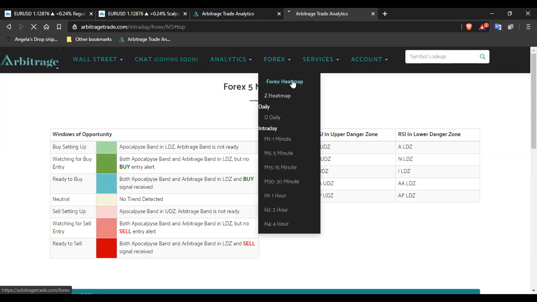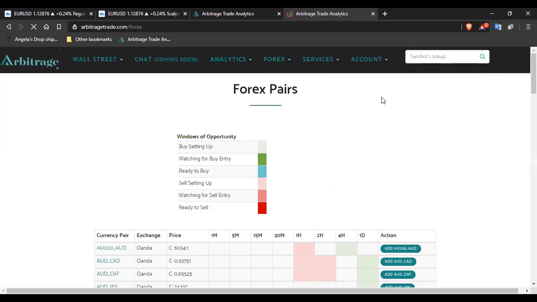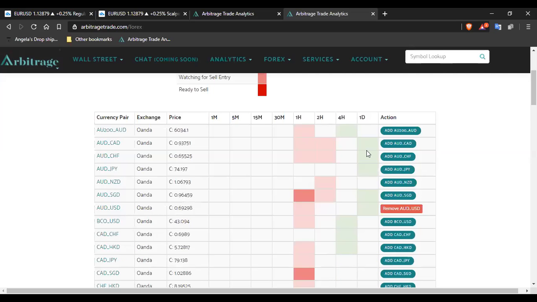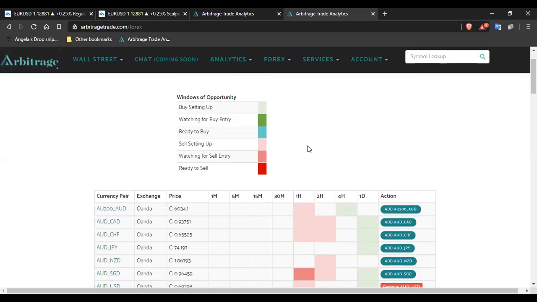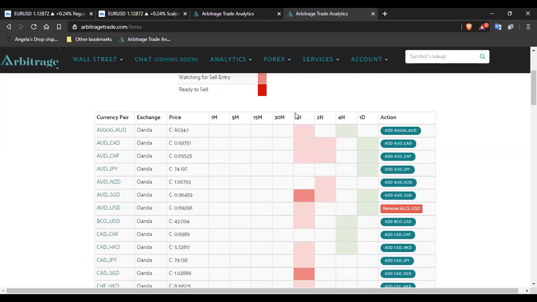Let's go on to the Forex heat map real quick and see if there's anything on here as well, because this is something that I always forget to look at. The Forex heat map tells you when there's a buy setup getting prepared, you want to watch for a buy entry. There are pairs that are ready to buy, or sell, or vice versa: sell setting up, watching for sell entry, and ready to sell. So I'm going to look through here. I'm really looking for watching for buy entries and ready to buy, not buy setting ups or anything like that.